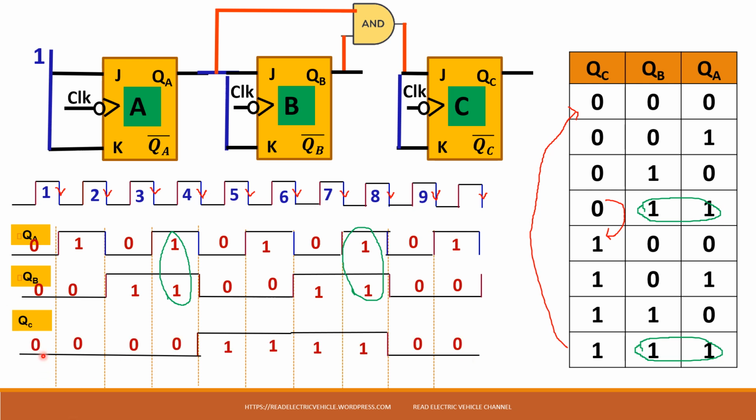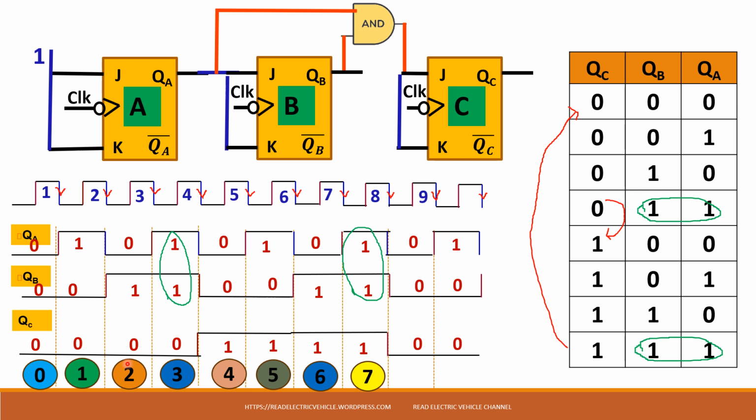So now you can check here QA, QB, QC. So CBA is here 0, 0, 0. Then it should go to 0, 0, 1. So you check here. It is the 0th state, first state 0, 0, 1, then 0, 1, 0.